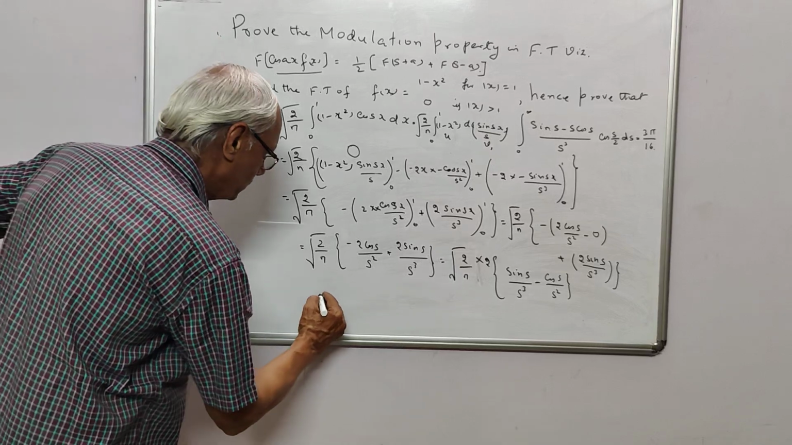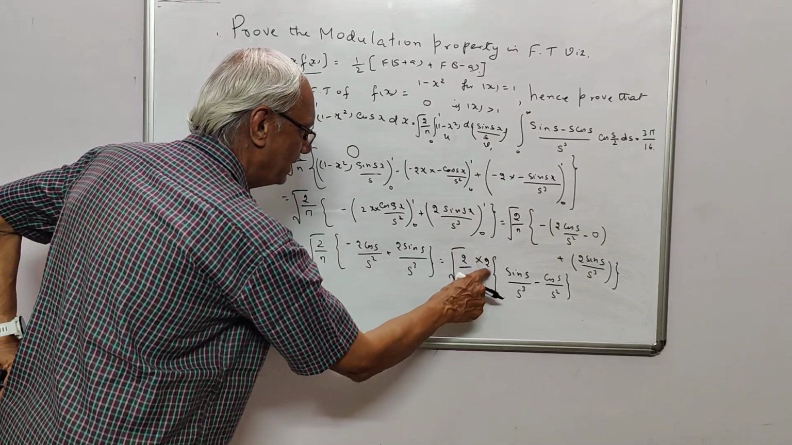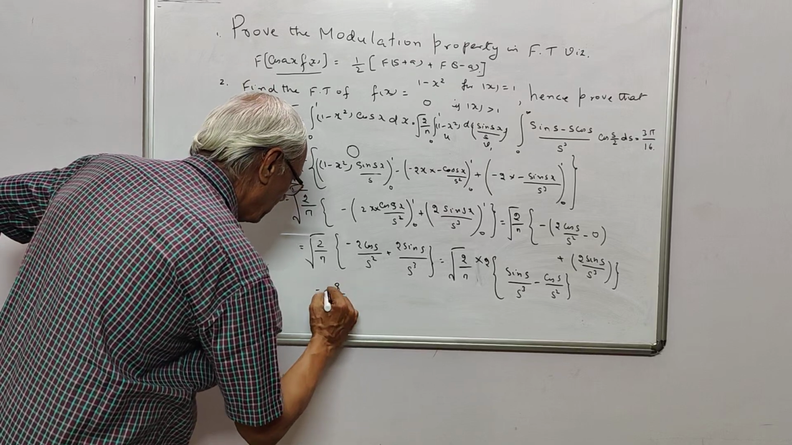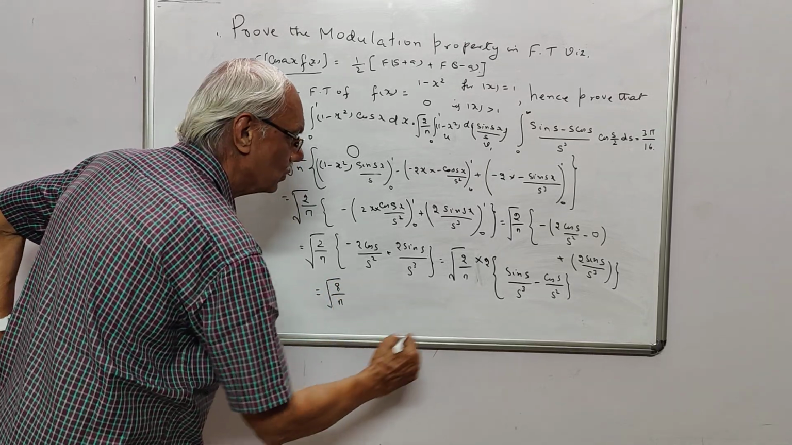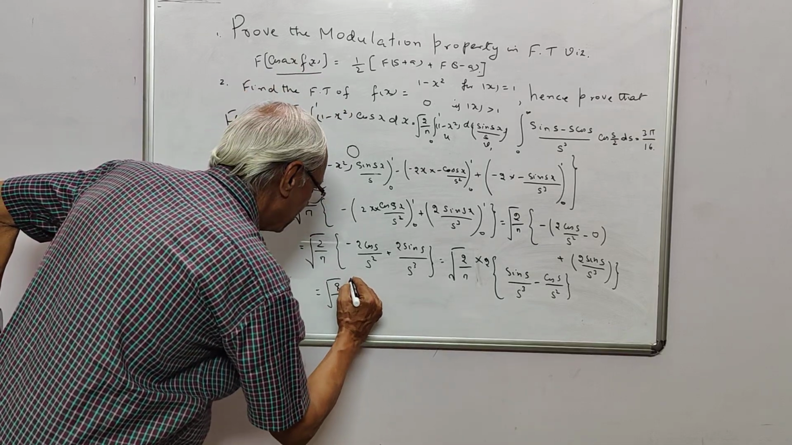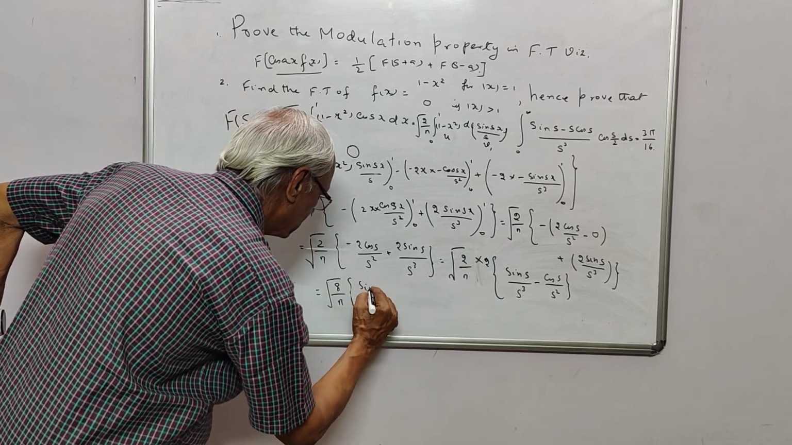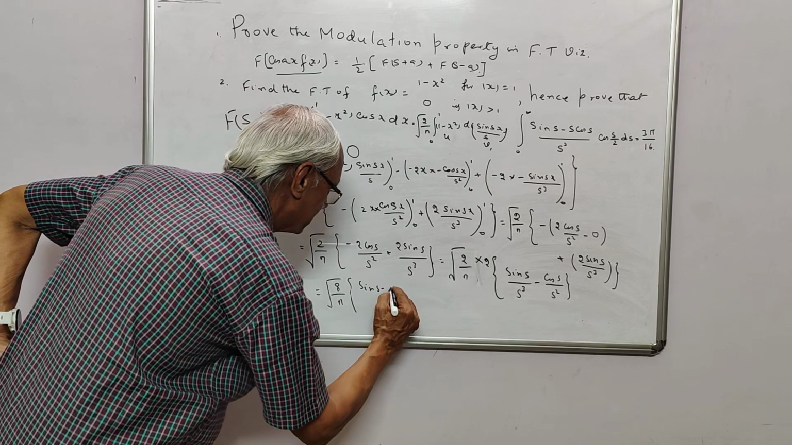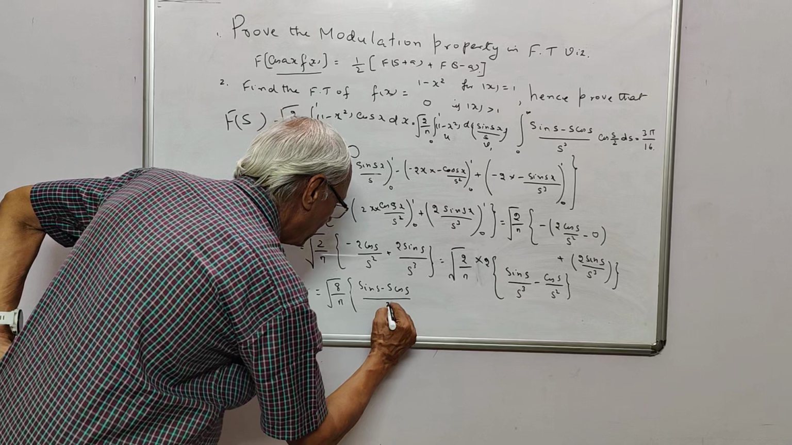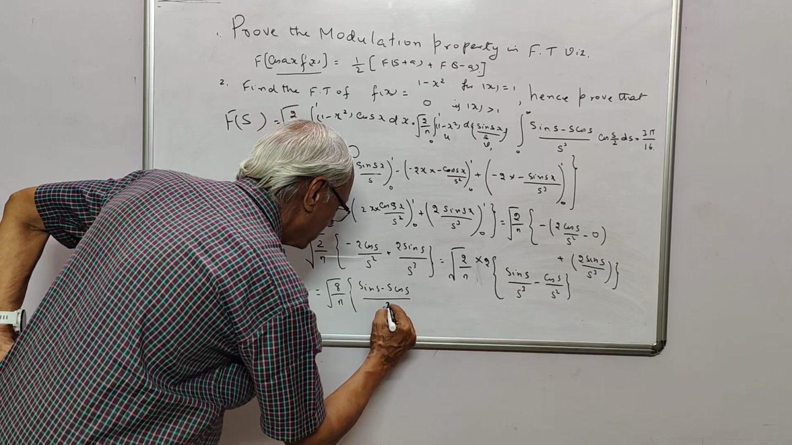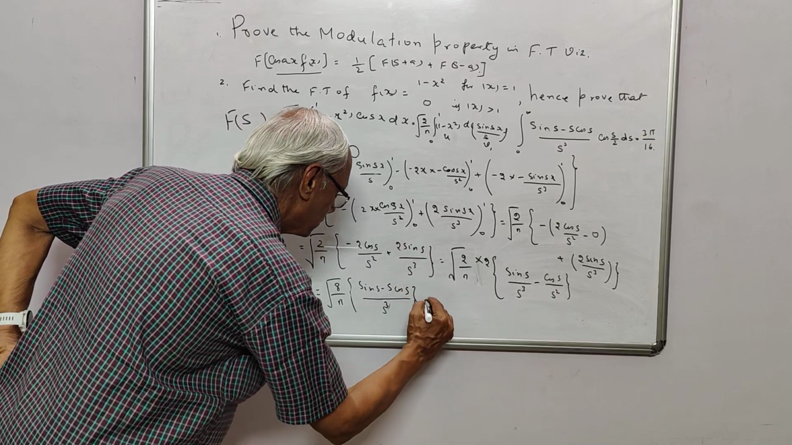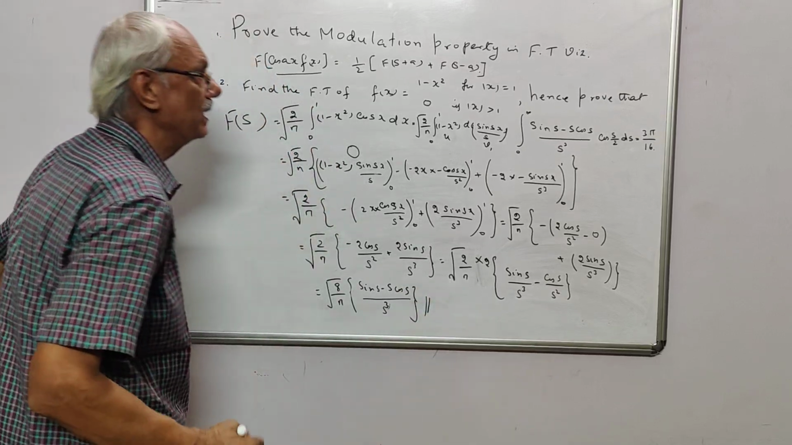So you are getting this now. You take this square inside, it will be 4. So it is 8. 8 by pi into, this one take the LCM, so you will get this as sin s minus s cos s divided by s cubed. So this is what you get.